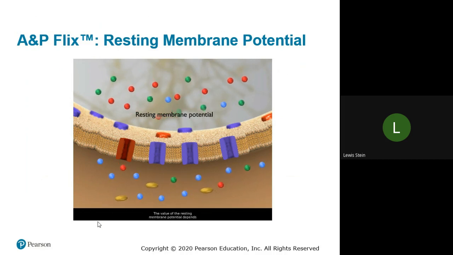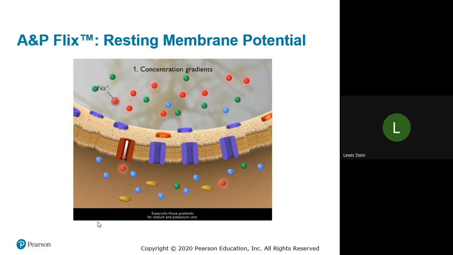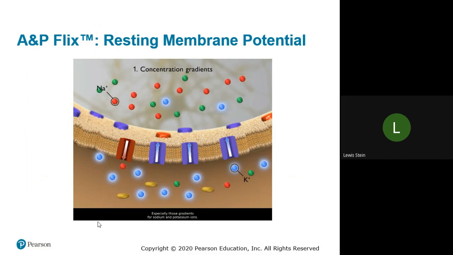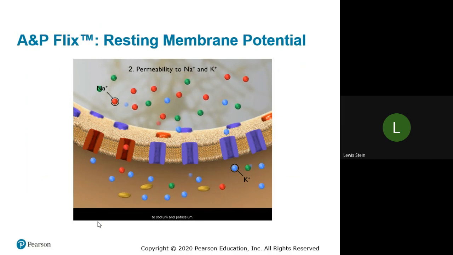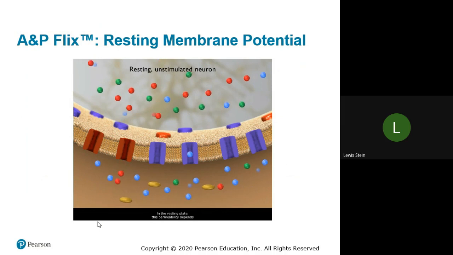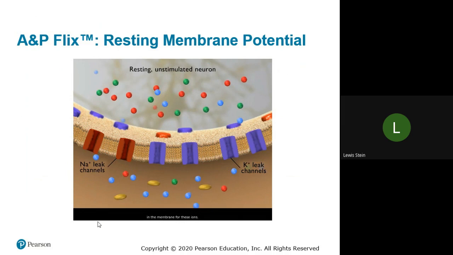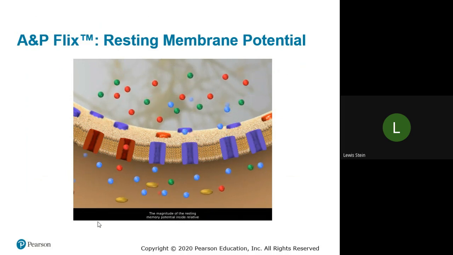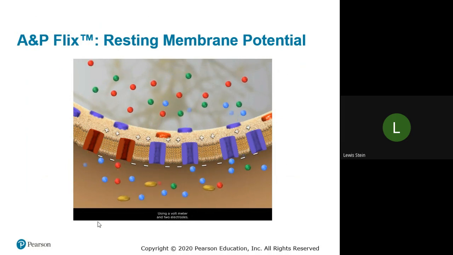The value of the resting membrane potential depends on two factors. The first is the presence of concentration gradients across the plasma membrane, especially those gradients for sodium and potassium ions. The second is the permeability of the plasma membrane to sodium and potassium. In the resting state, this permeability depends on the number of non-gated leak channels present in the membrane for these ions. The magnitude of the resting membrane potential, inside relative to outside, is measured in millivolts using a voltmeter and two electrodes.